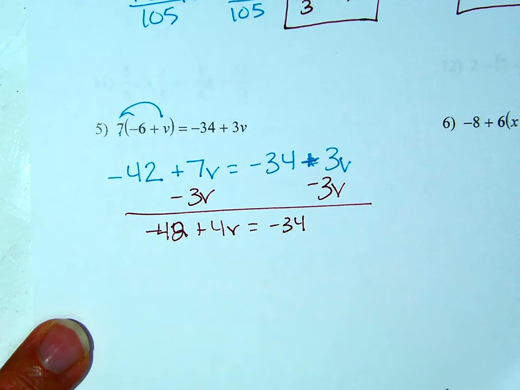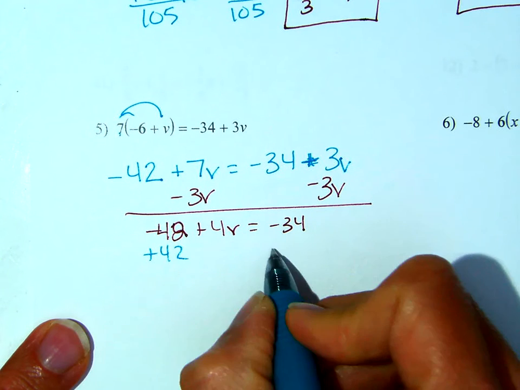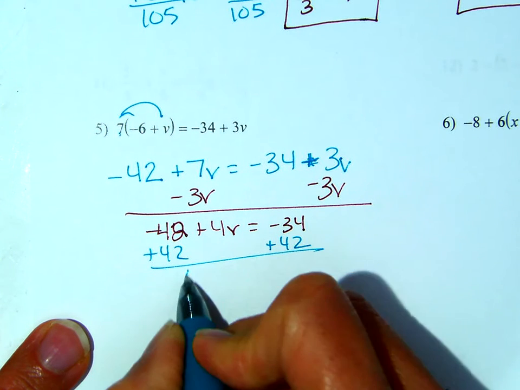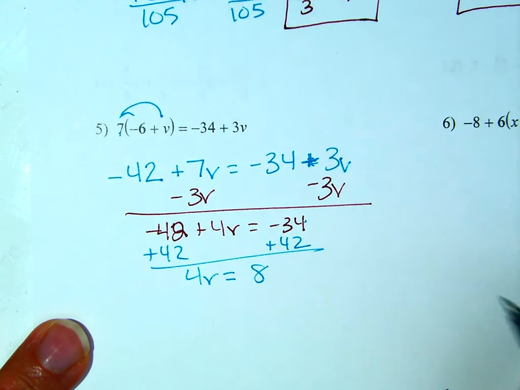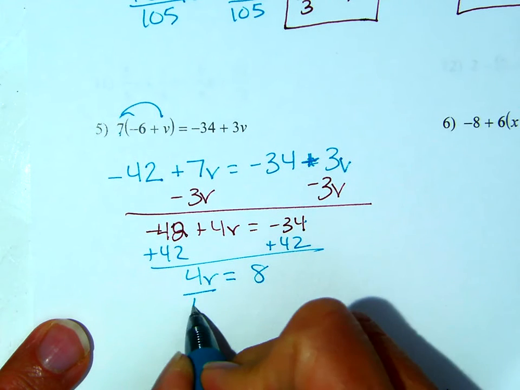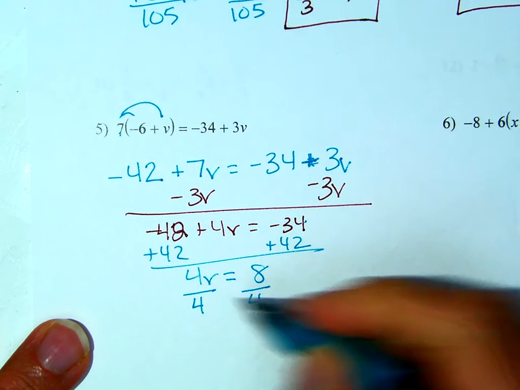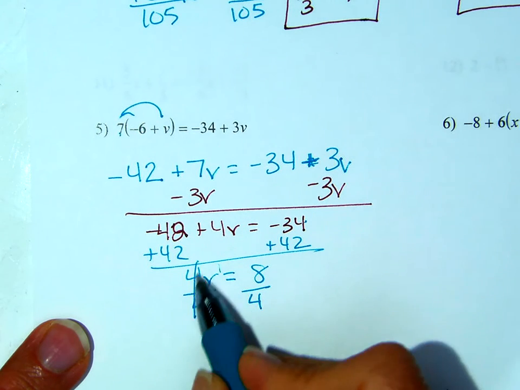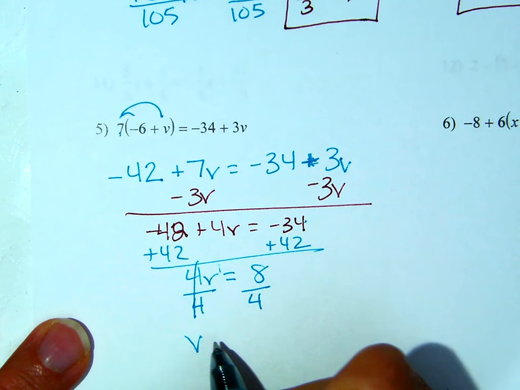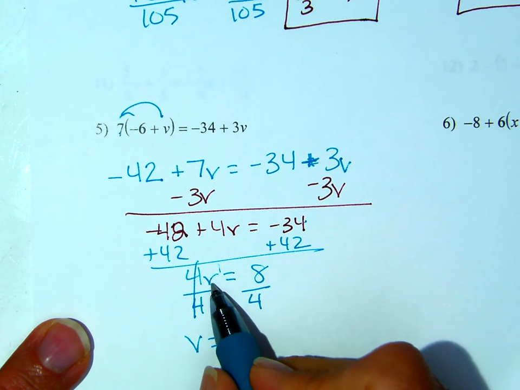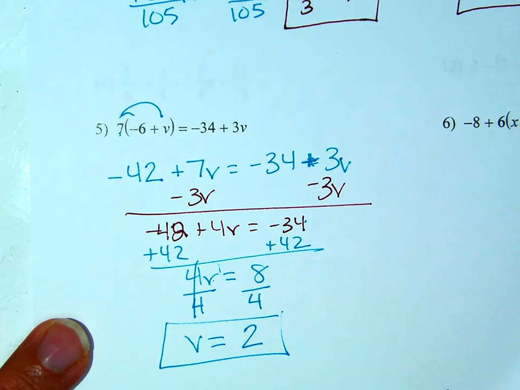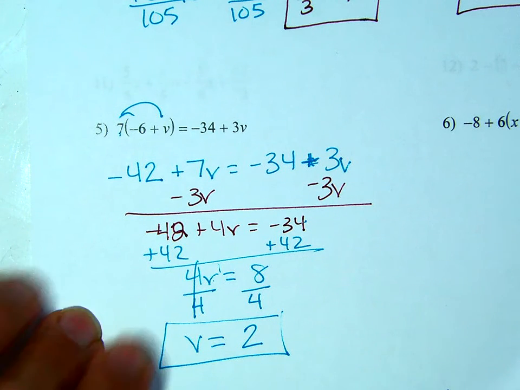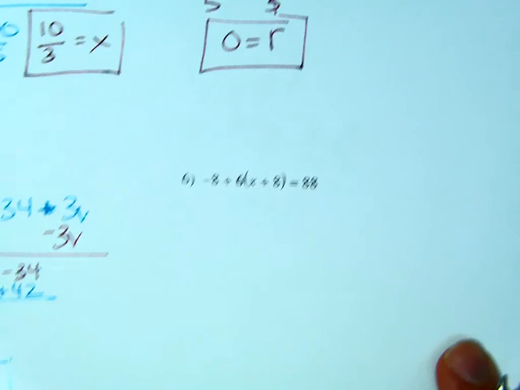And then I'm going to add 42 to both sides. So I get 4v equals, I have 6, 7, 8. Positive 8. So I'm going to divide by 4 to get rid of my coefficient so that the v is all alone. Remember that our goal is to get v alone so that we know what v equals to make it true. And so v is equal to 2. All right, next one.